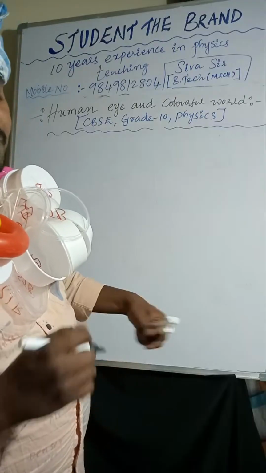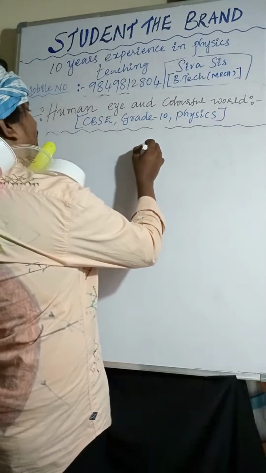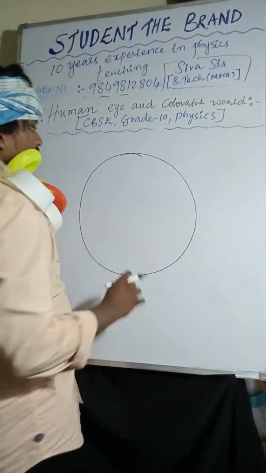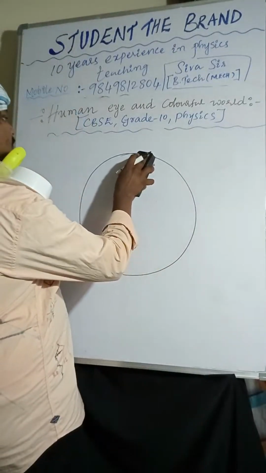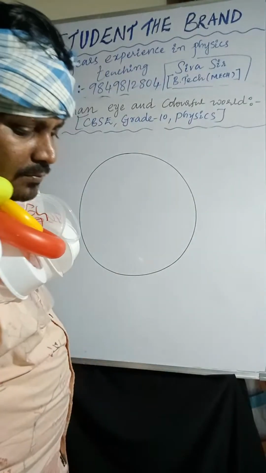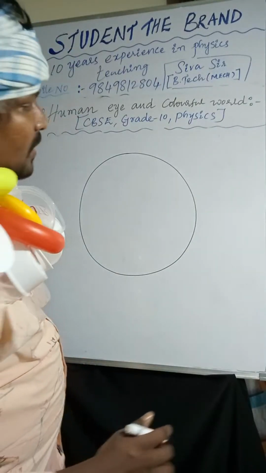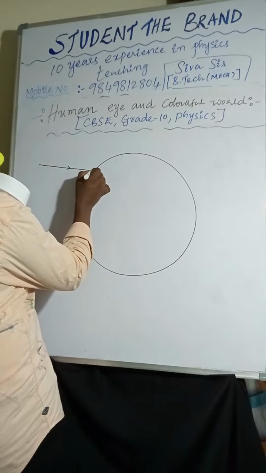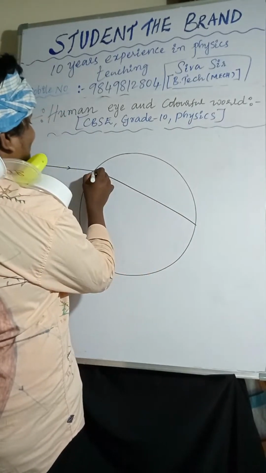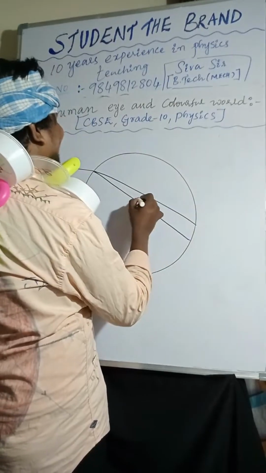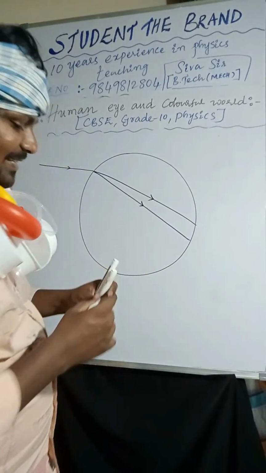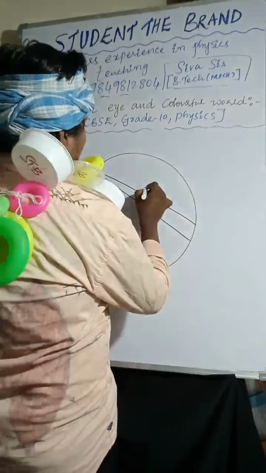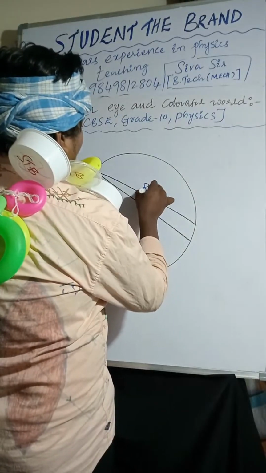So next, rainbow formation by water droplet. This is the incident light ray. After that, it splits into 7 colors. These are the 7 colors. Okay, so after that you can observe this is red light and violet.